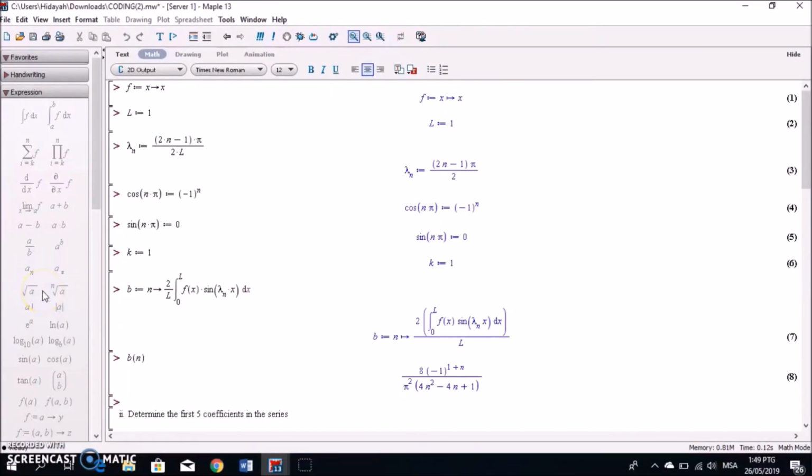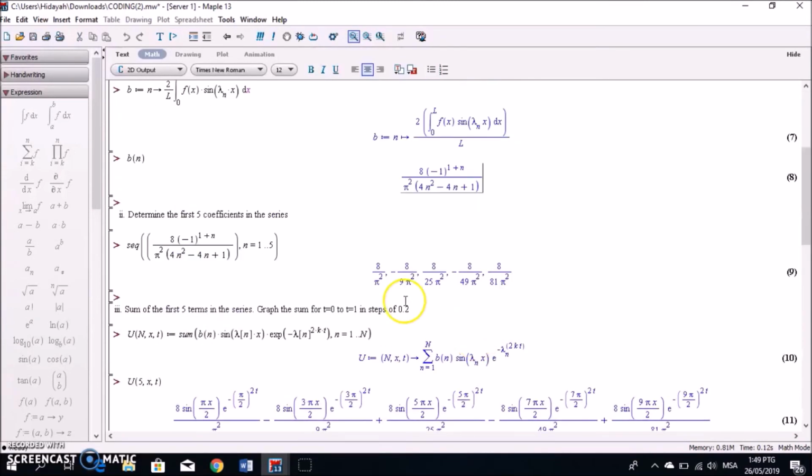For question 2B1, we can use any type of software, so in this case we use Maple. First, we need to define a few terms. Function f equals x, L equals 1. Then we define our eigenvalue, cos, sine equals 0, lastly k equals 1. To find Bn, we have to substitute the information given into the formula. Then we will obtain the answer.